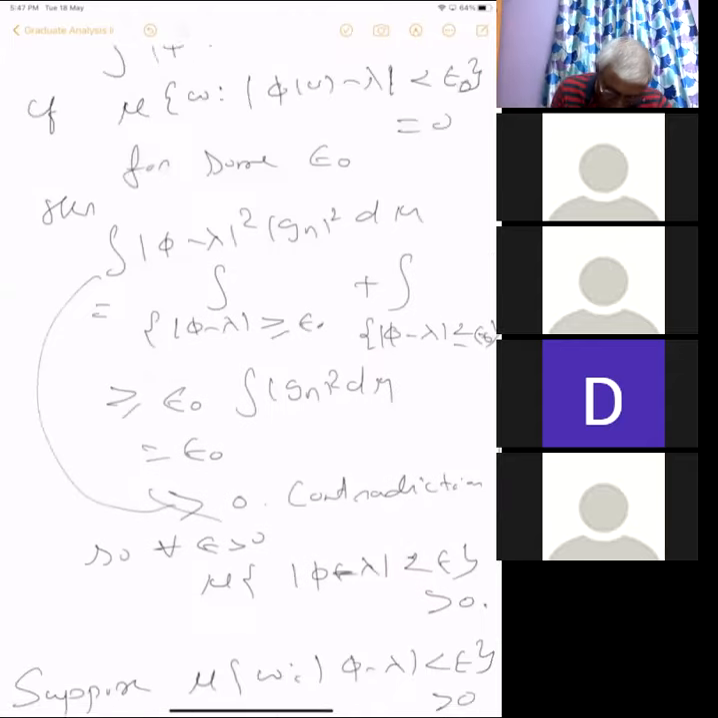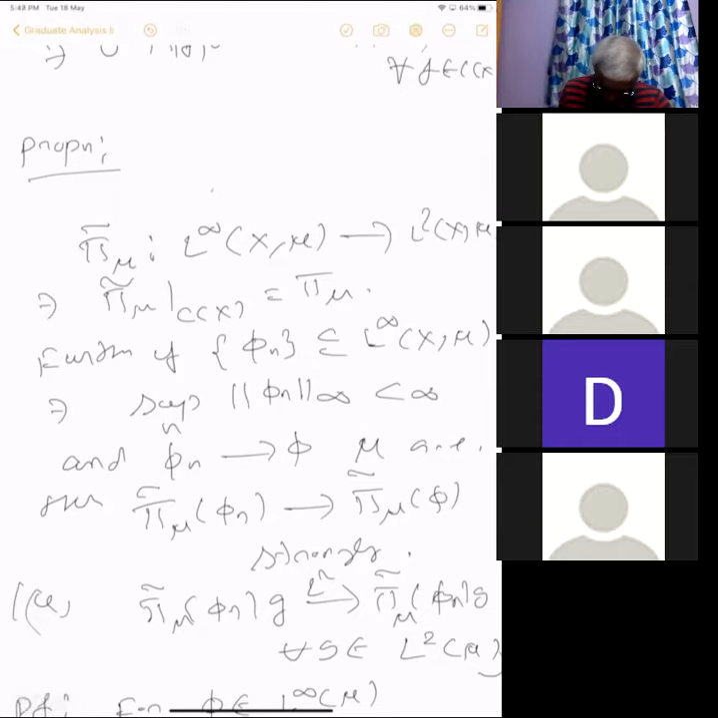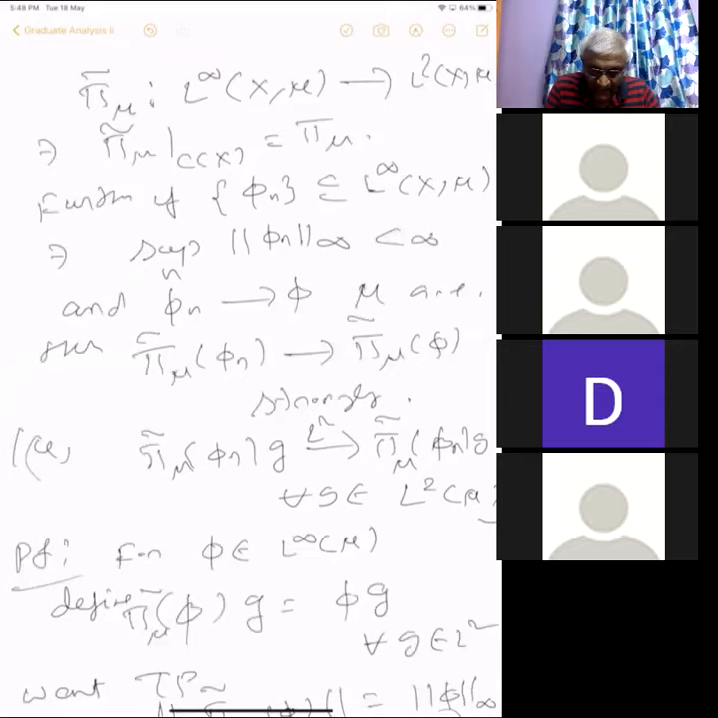One thing I forgot to write is the uniqueness of this. There exists a unique representation such that this happens. This extension is unique, so only the uniqueness we have to prove. We have proved this is clearly a representation, and that it is isometric. I hope the proof is clear. If it's not clear, you ask me.